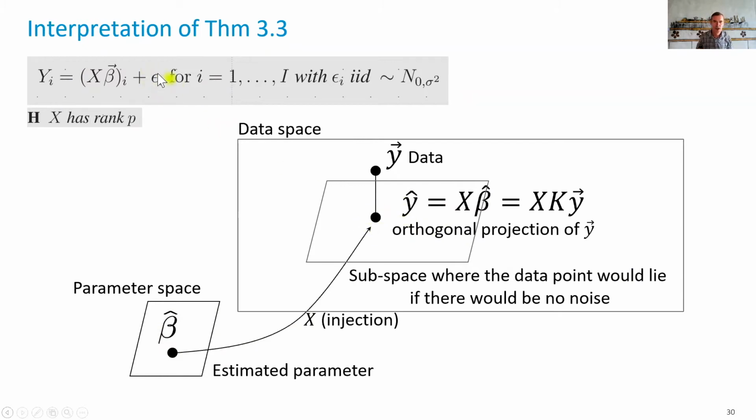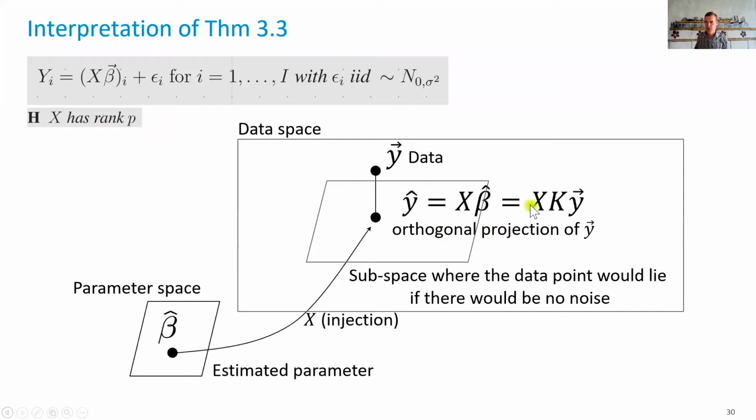But the observable thing, which is the y with an arrow on it, the data, is not in this space. So I'm showing here a hypothetical case where the number of points capital I would be 3, so I can draw everything in 3D, and beta has dimension 2. So here, the space in which the X beta lives would be a plane in 3D space. But the data, of course, is not in the plane. It is anywhere because of the noise added to it. And then this theorem is simply computing the orthogonal projection of the data onto this space here.